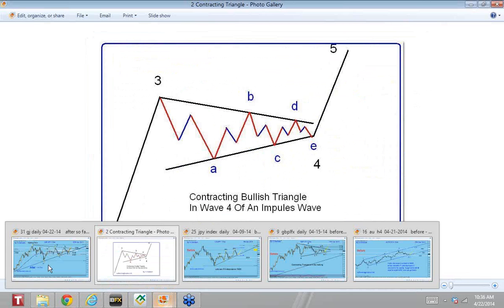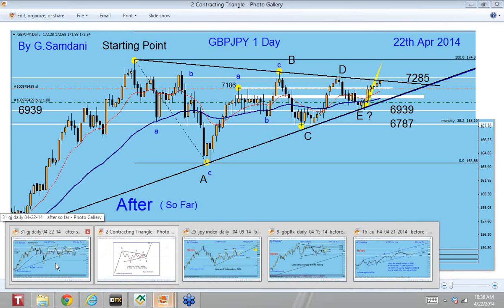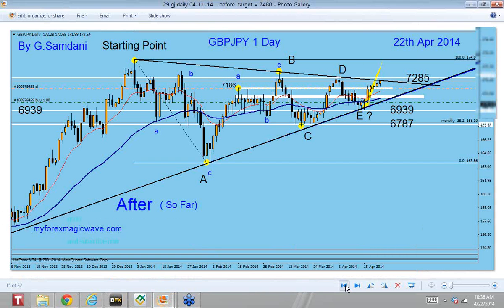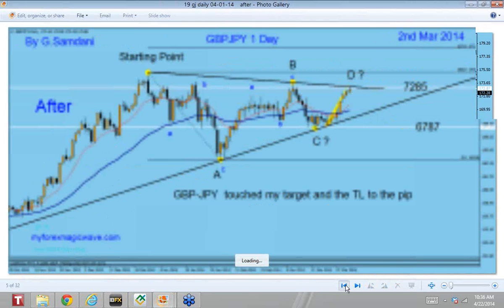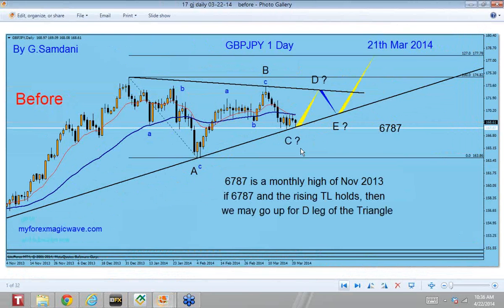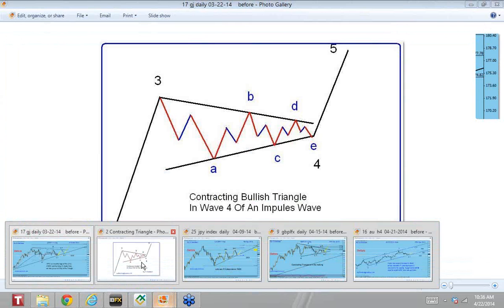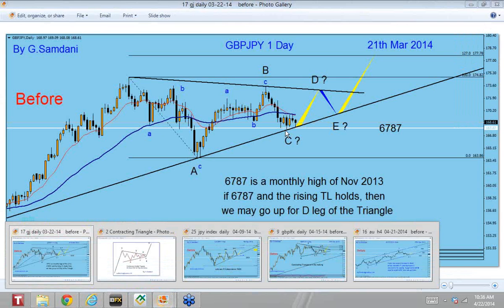The first one I'm going to show you is this pair here. This is pound yen, and when I first located it, it was right here. This was 21st March. You can see how similar it is. See that? A, B, C. I caught it when it was at C, right here. Then I said, okay, this should be the route if it is a triangle. This is wave 3, the big one. Then you have A, B, and then C, D. We needed the D, E, and then go up.